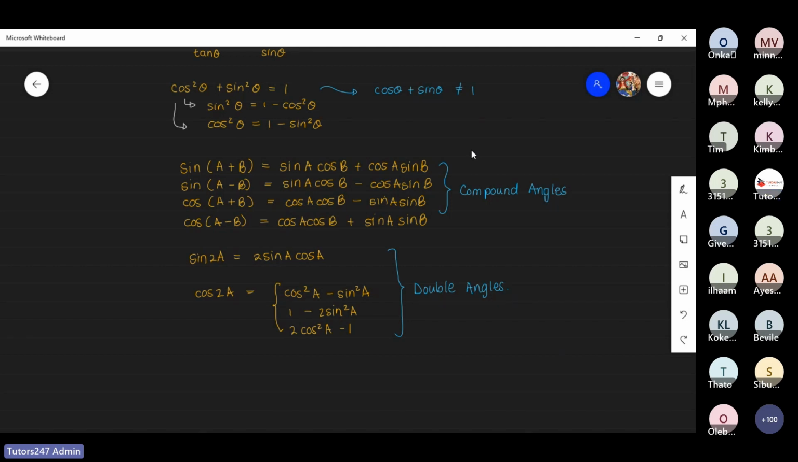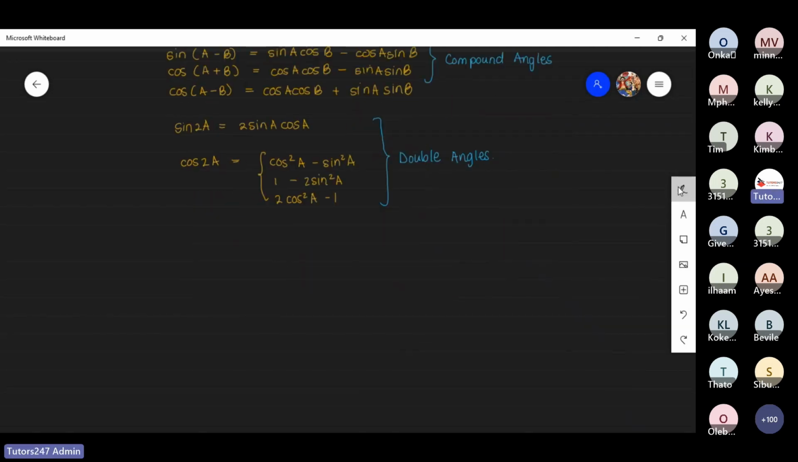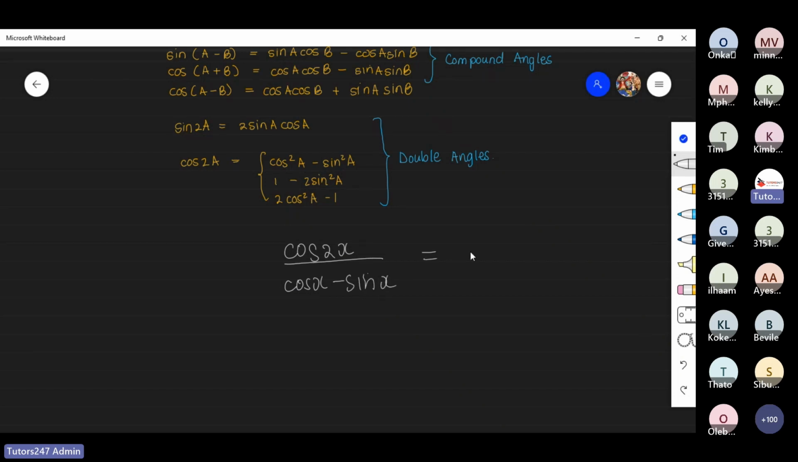For example, let's say we have this particular question: cos of 2x over cos x minus sine x equals cos x plus sine x. And if we are told to prove that the left-hand side is equal to the right-hand side, we now need to look at the question and carefully consider which identity we are going to substitute in place of cos 2x. Is it going to be the first, second, or third one?